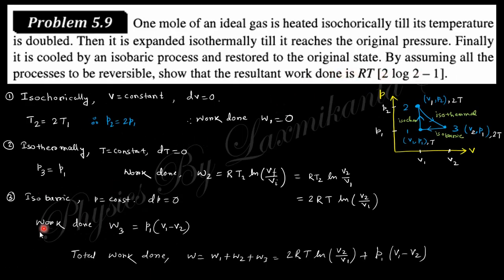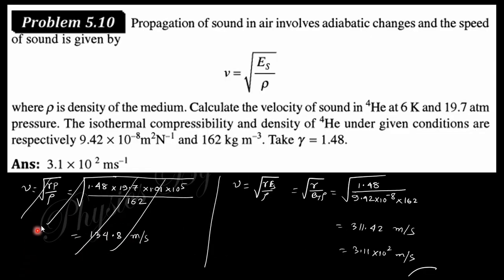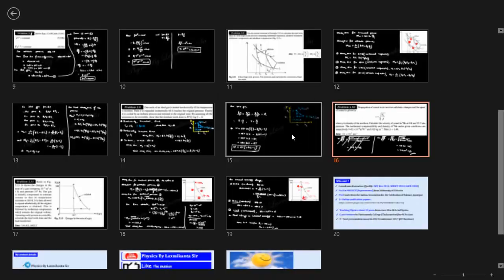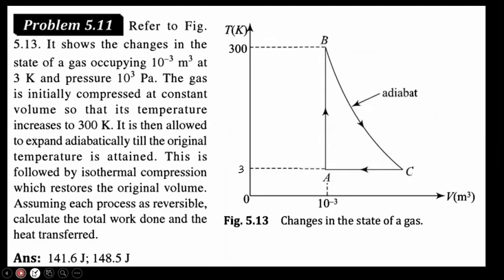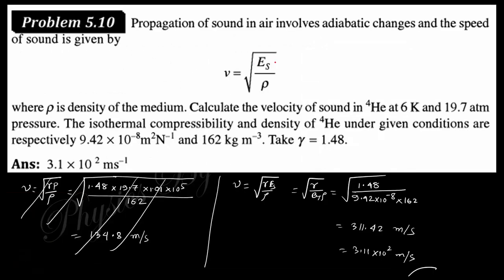RT 2 log 2, here written ln minus 1. Next question. Propagation of sound in air involves adiabatic changes of volume like that. I think there is a missing gamma.